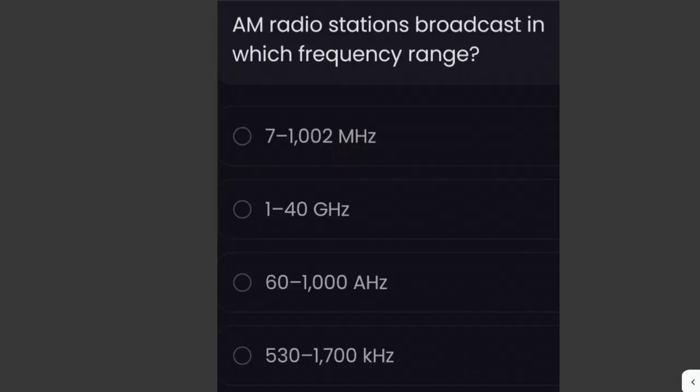AM radio stations broadcast in which frequency range? Frequencies are measured in kilohertz, megahertz, and gigahertz. AM radio stations broadcast in 530 to 1700 kilohertz. So it should be the answer.